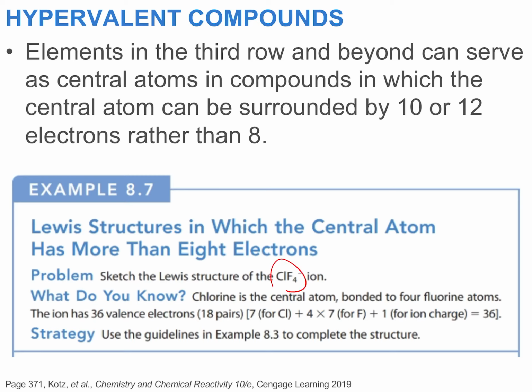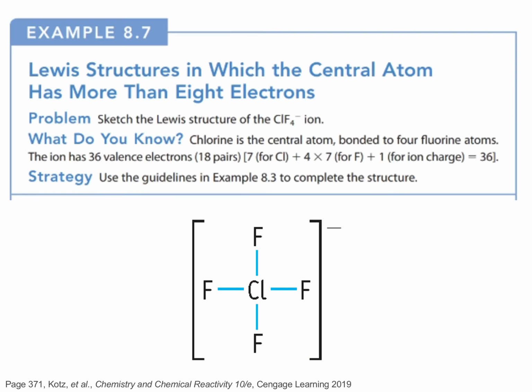Our book authors ask us to draw the structure of ClF4 minus ion. The first thing we should do is figure out how many valence electrons it has. The chlorine has 7, and there are 4 fluorines, and they each have 7, and we have to add the 1 because it's ClF4 minus, and we get a total of 36.